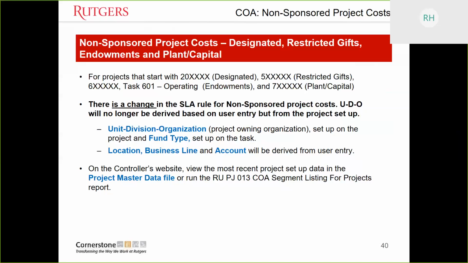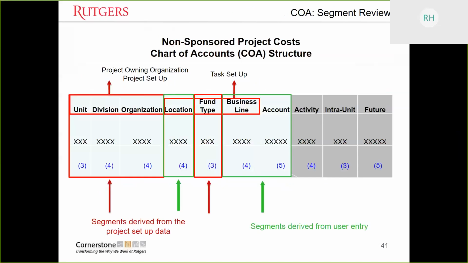So the fund type has always been hard-coded from the task. The location, business line, and account will be derived from user entry. And again, you can review the most recent project master data file on the controller's website, or you can run the RUPG 013 report. And the next slide gives you the idea. Again, in red is what is coming off the project task, and in green is what is user enterable.